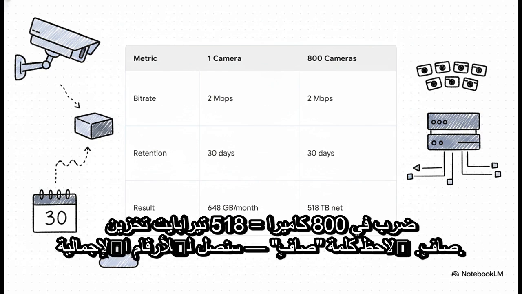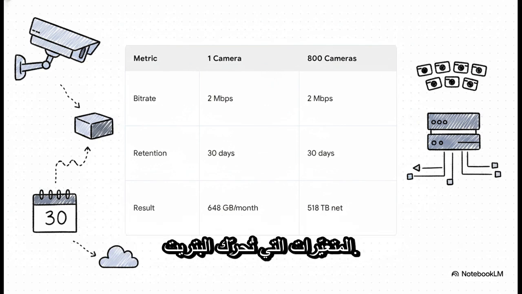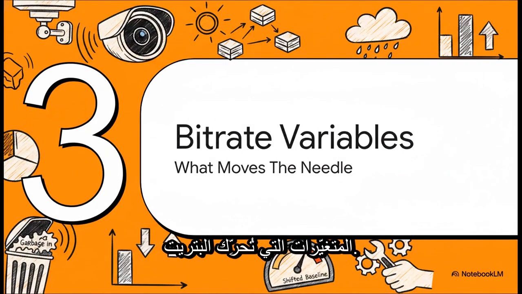Now scale that whole thing up to the 800 cameras typical of a 5-star hotel and you reach a very realistic 518 terabytes of net storage. Notice I said net storage. We are definitely going to get to the gross numbers in a minute, but this just proves how cleanly that baseline scales up. Variables that shift bitrate.